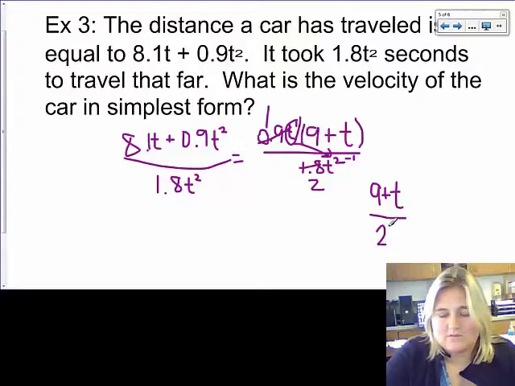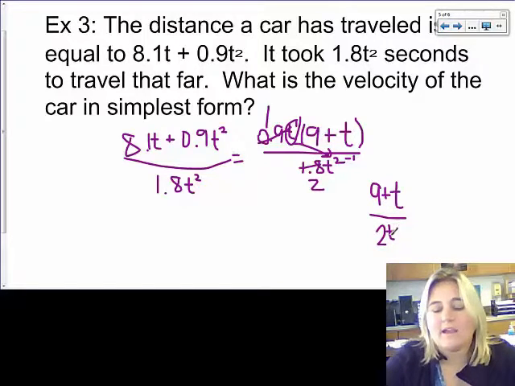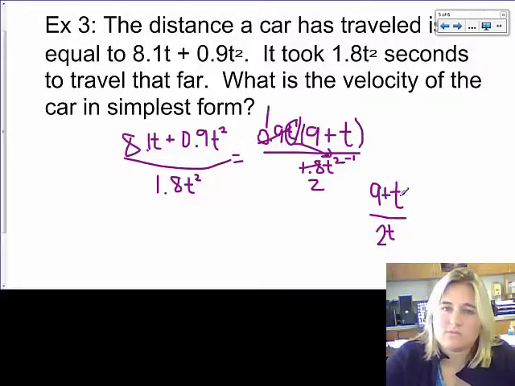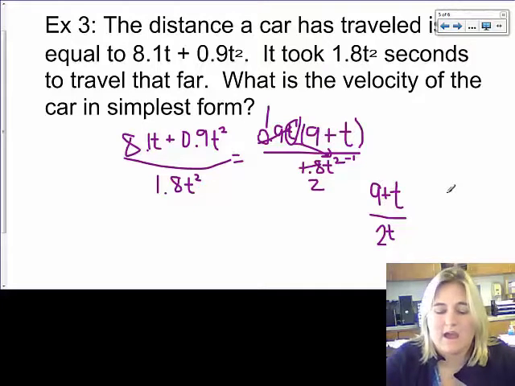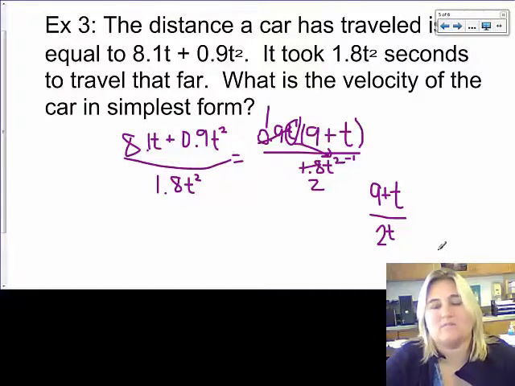Now this is an example of what I cannot do to cancel. I can't cancel these t's because this t is being added with this 9. Okay, if they were being multiplied, I could cancel it, but it's not. It's being added, so I cannot cancel it. This is my final answer.